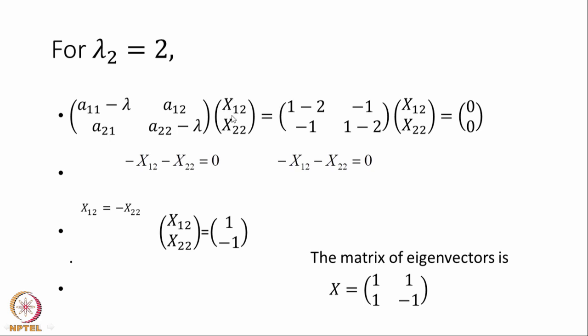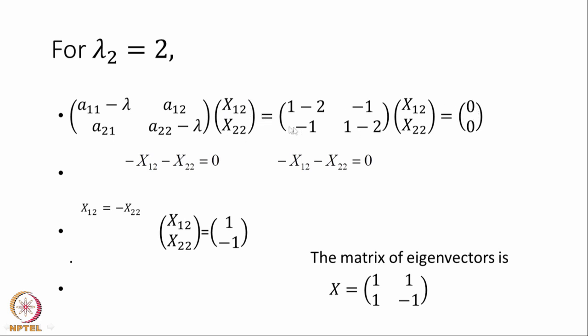What is my new eigenvector? x12 and x22. Remember, in the last case I wrote it x11 and x21, because that corresponded to the first eigenvalue. Now, since it is the second eigenvalue, I have given the second subscript, I have made it equal to 2. So, A minus lambda into a new eigenvector, now that again is equal to 0.